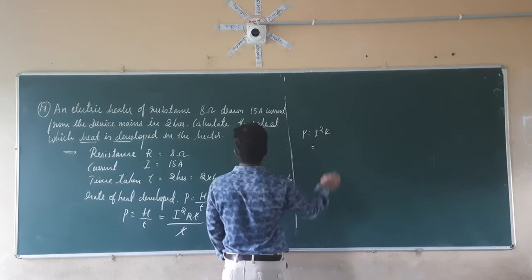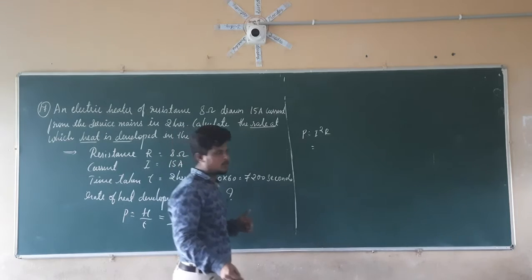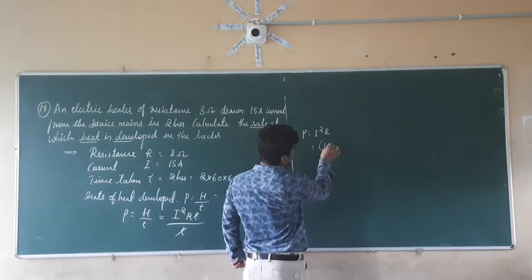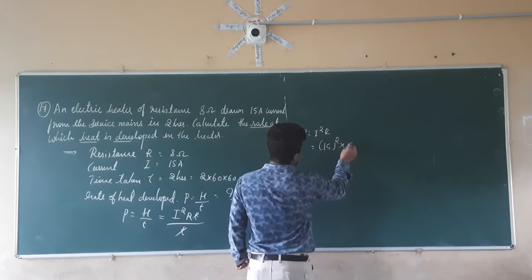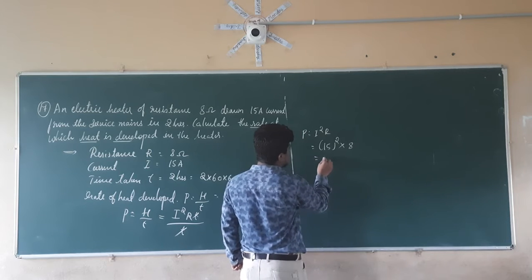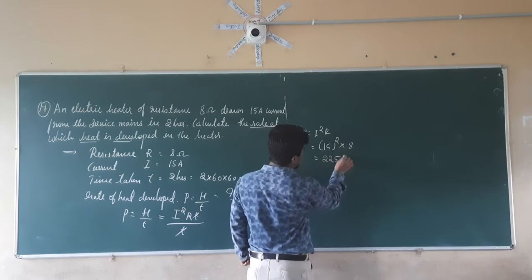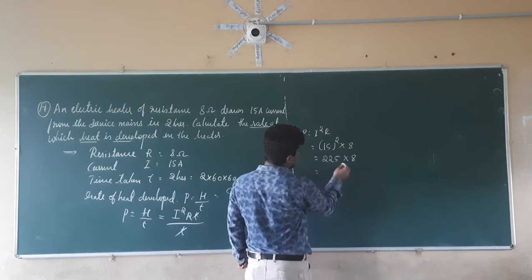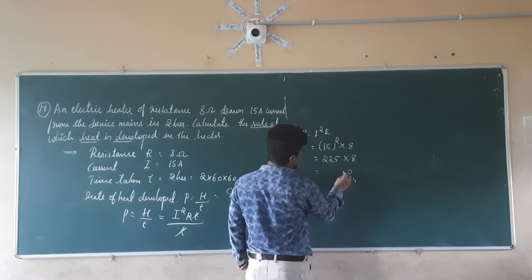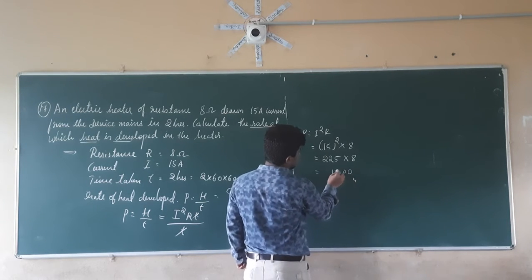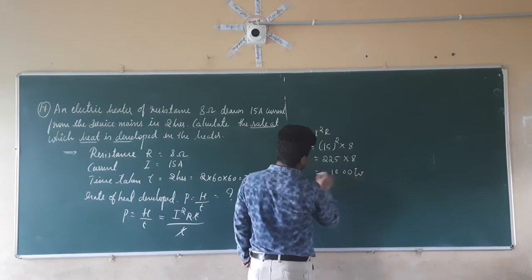So that is equal to, what is the I value here? It is equal to 15 square, so it is equal to 15 square into 8. So it is equal to how much? It is equal to 225 into 8. So 8 5s are 40, 8 2s are 16, 18. So it is equal to 1800 watts.